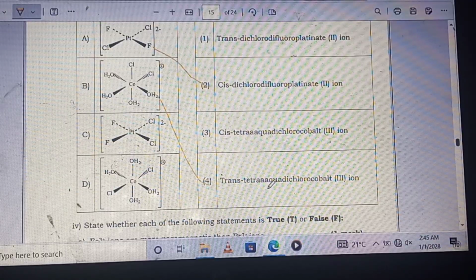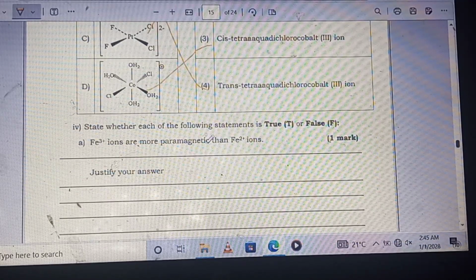This is trans-tetra-aquadichlorocobalt 3 ion. This is C, match 2, 1. This is trans-dichloro-difluoroplatinate 2 ion. And also D, match 2, 3. This is cis-tetra-aquadichlorocobalt 3 ion. IV. State whether each of the following statements is true or false.